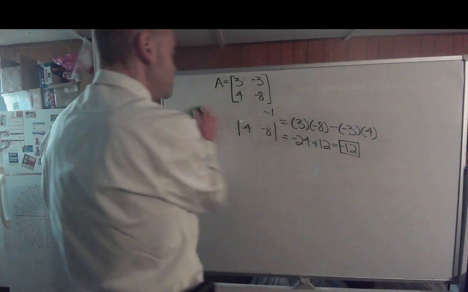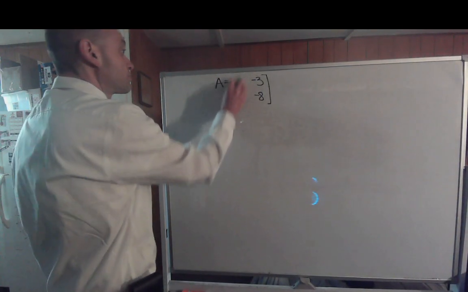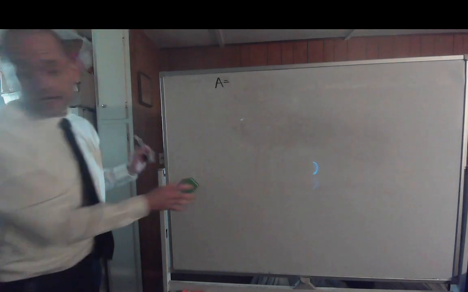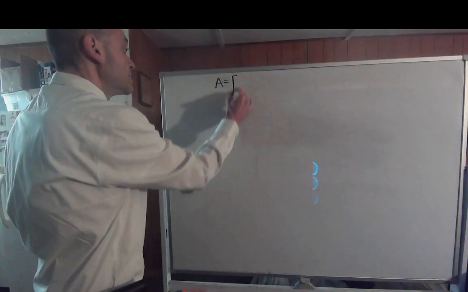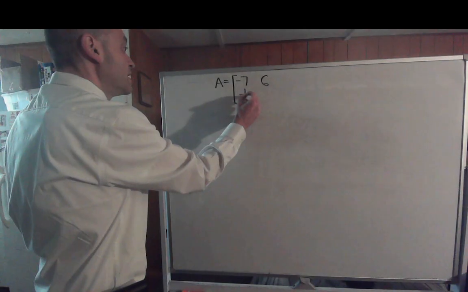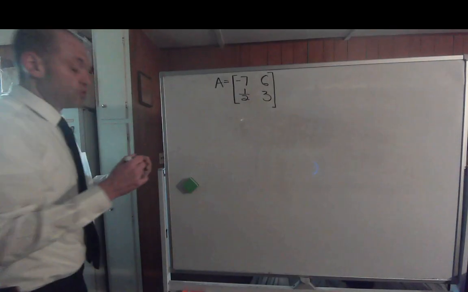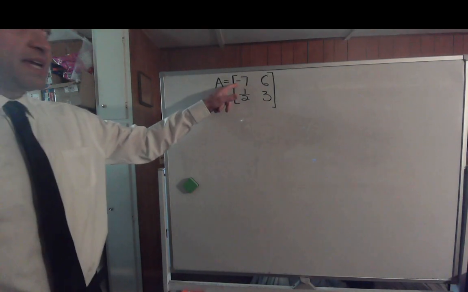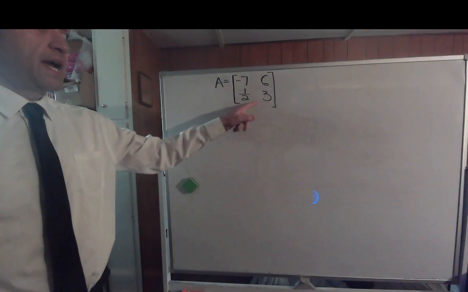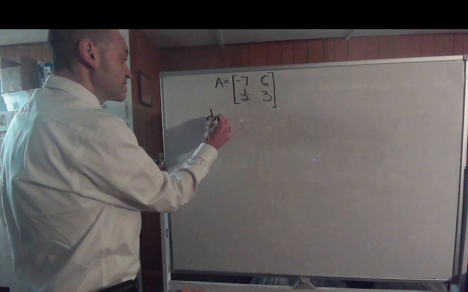Let's do one more 2 by 2. All right. Let's pick -7, 6, 1/2, and 3. So matrix A has entries -7, 6, 1/2, and 3. Let's go ahead and find the determinant of matrix A.